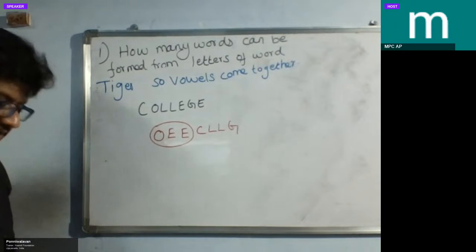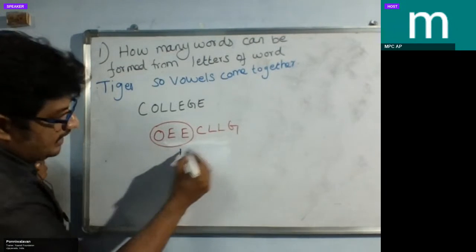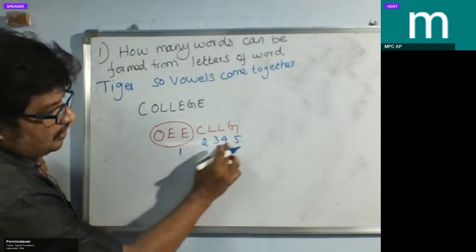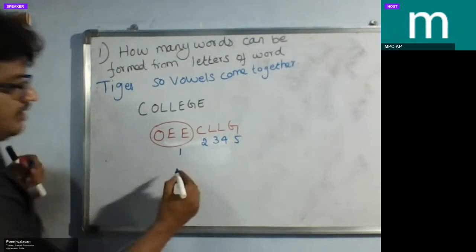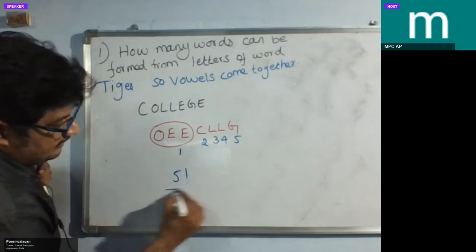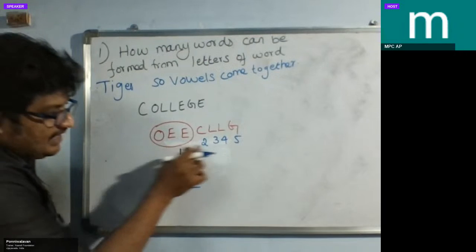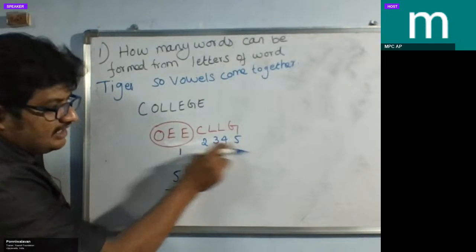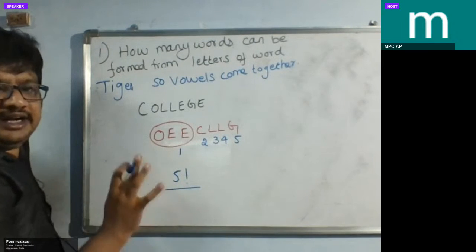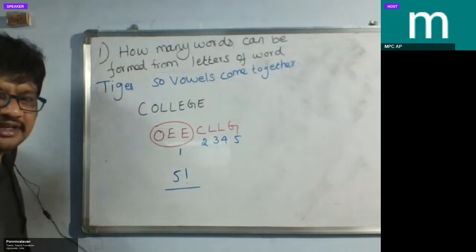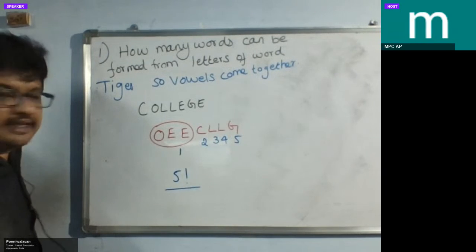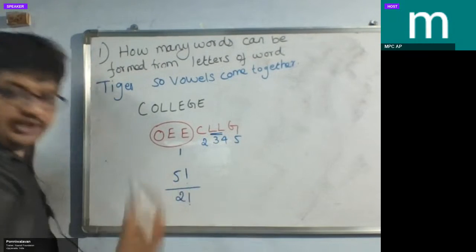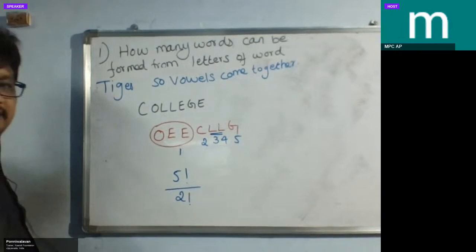Okay, listen. How many letters? 1, 2, 3, 4, 5. Five letters means 5 factorial. Are these five letters different, or is there any repetition? Which letter is repeated? Yes, here L is repeated, so divided by 2 factorial.